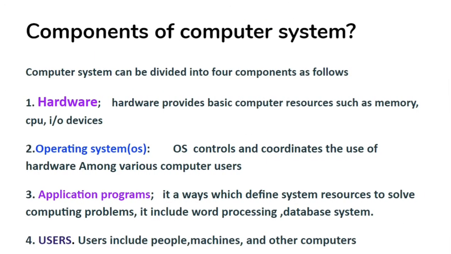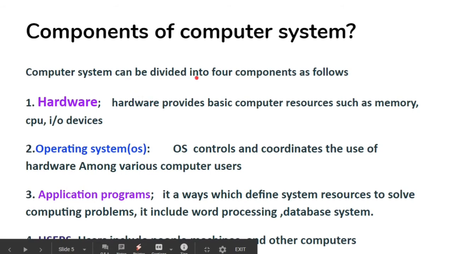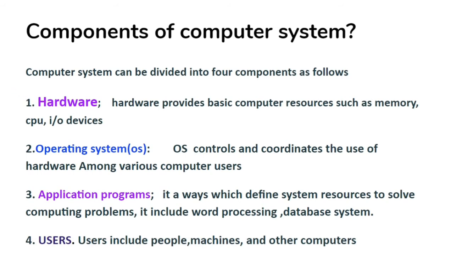So, components of a computer system. A computer system can be divided into four components. Hardware. What is hardware? Hardware provides basic computer resources such as memory, central processing unit, CPU, and input output devices. With the help of these resources we can perform different operations. Hardware is just a resource of a computer system, and we have input output devices, so we can perform different operations with the help of input output devices such as mouse and keyboard.